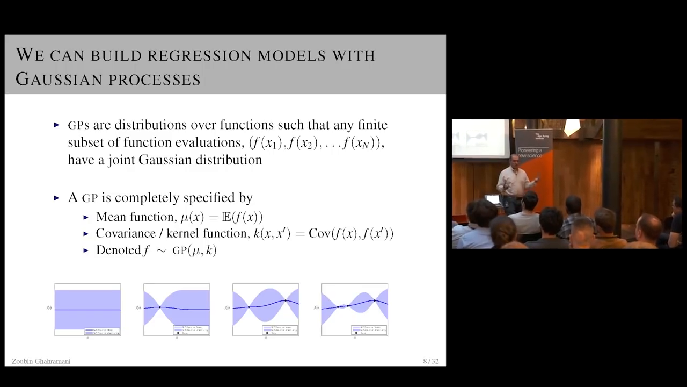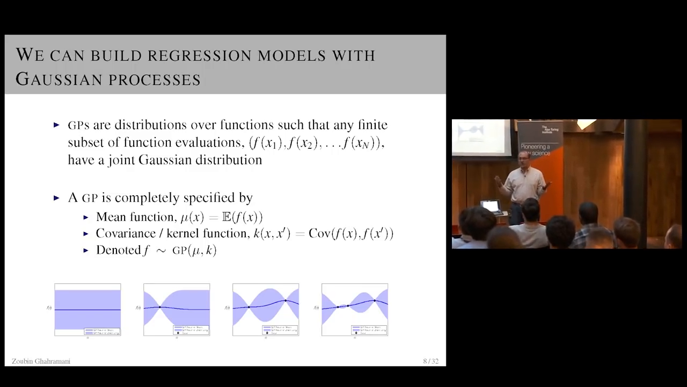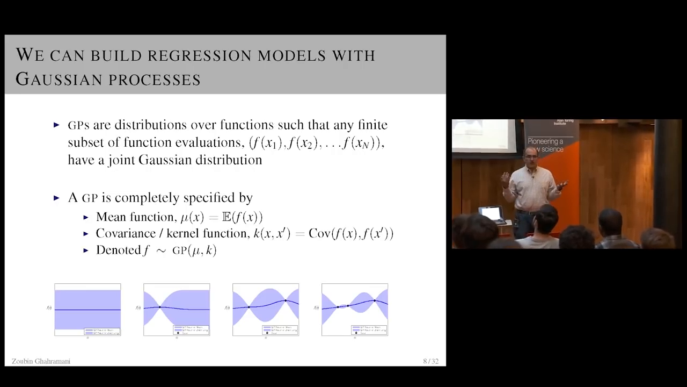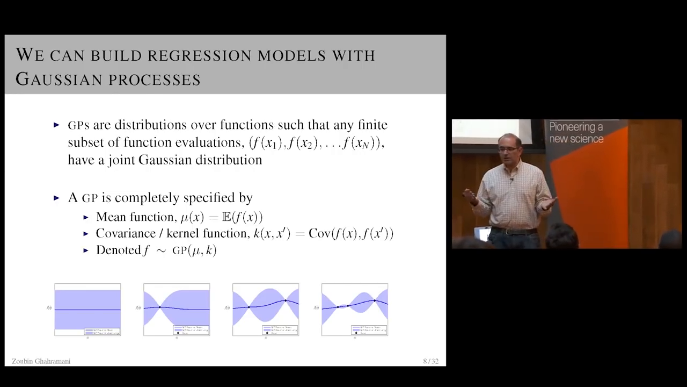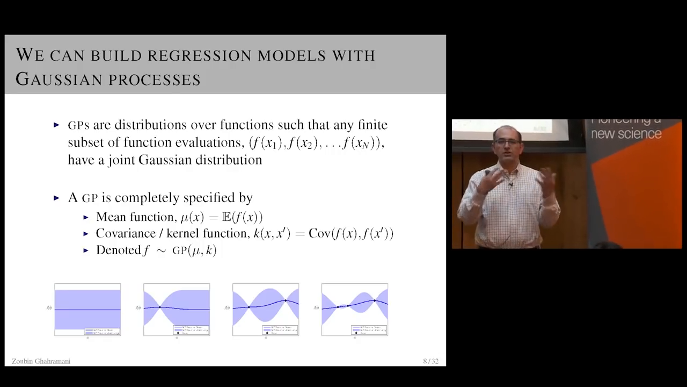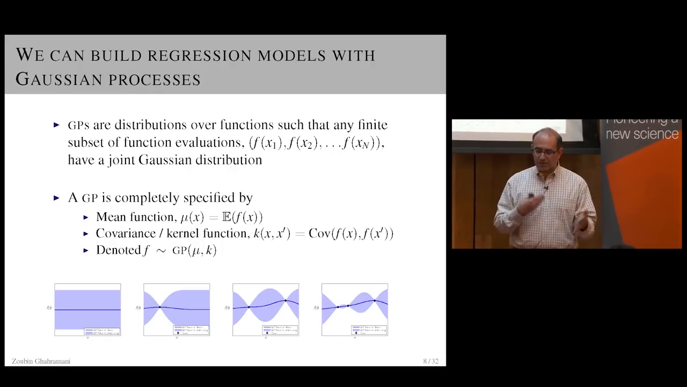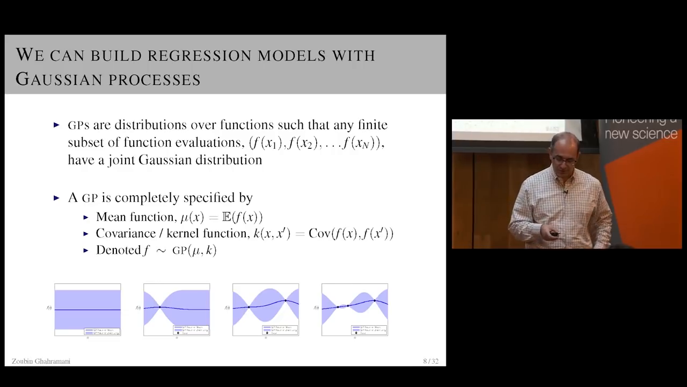OK, so what we're trying to do is learn a function. What we're going to do is start out with a distribution over functions, and then condition on the data to get a posterior distribution over functions. So basically, Bayesian inference is one of the other workhorses that we use.